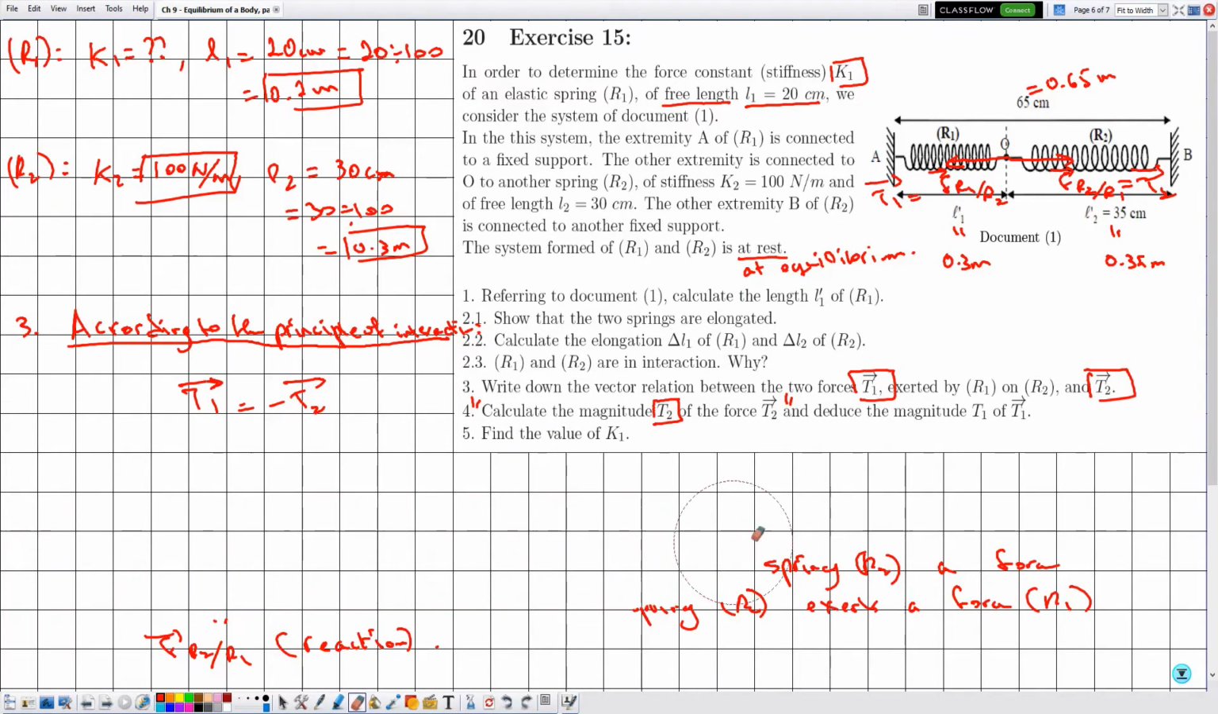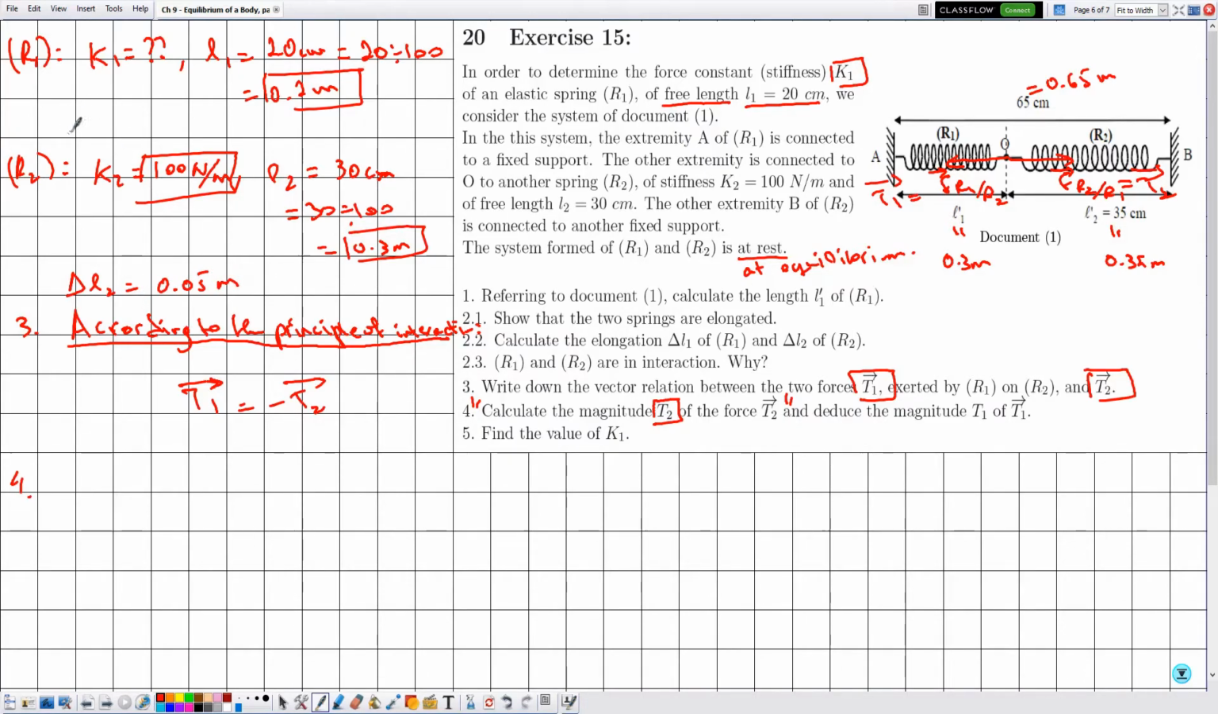Now T2 can be calculated directly using Hooke's law because we know the value of K2 and we know the values of delta L1 and delta L2 that we have pre-calculated. Let me write here that delta L2 that we have erased is given by 0.05 meters, and delta L1 that we have calculated in number 2.2 is given by 0.1 meters. Then let me say apply Hooke's law.